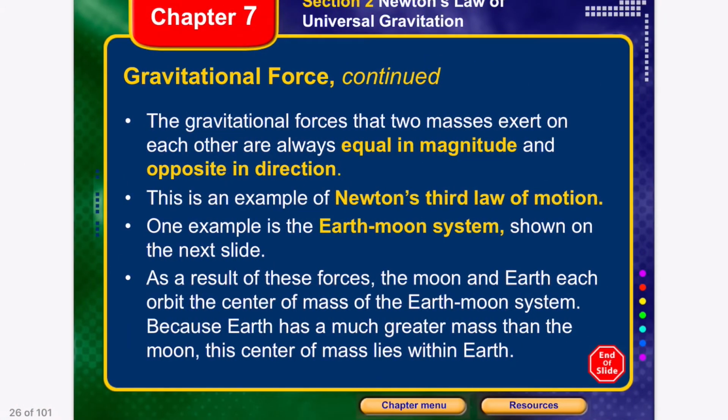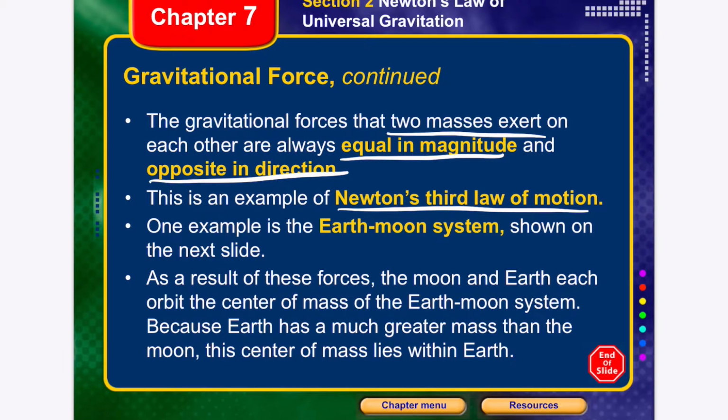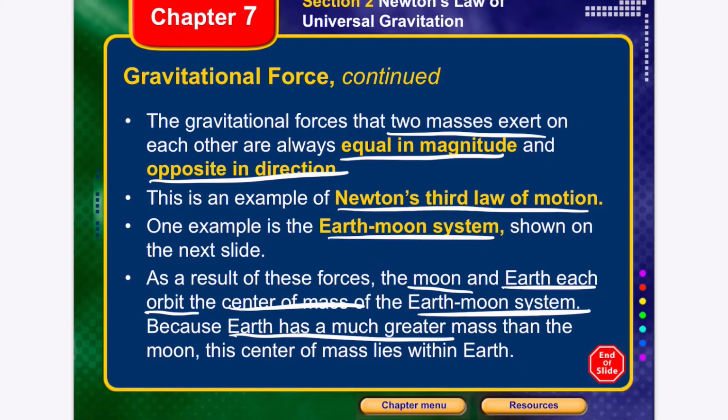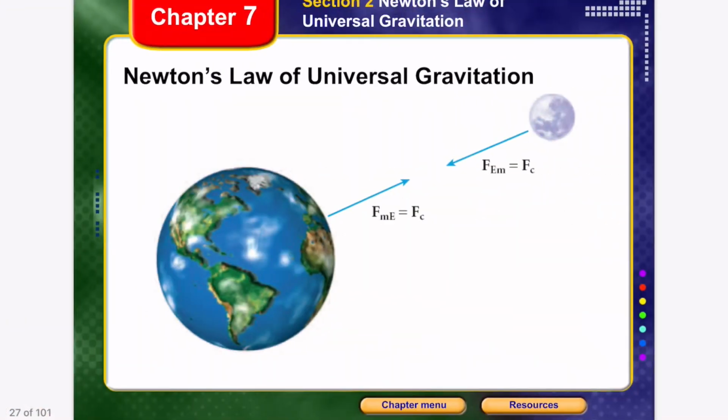So from this you understand the gravitational force. Now the gravitational forces that two masses exert on each other are always equal in magnitude and opposite in direction. So this is a simple example of Newton's third law. One example is the Earth-Moon system. As a result of these forces, the Moon and the Earth each orbit the center of mass of the Earth-Moon system. Because the Earth has a much greater mass than the Moon, this center of mass lies within the Earth.